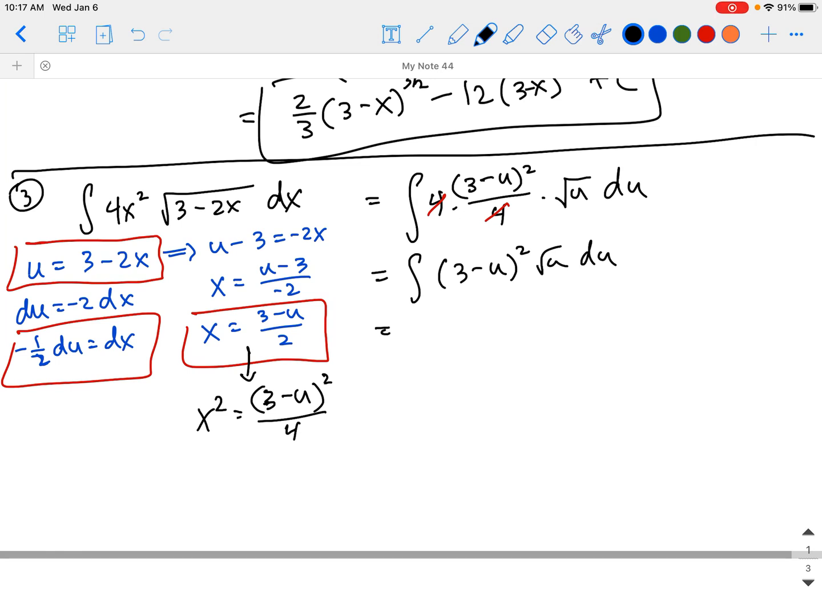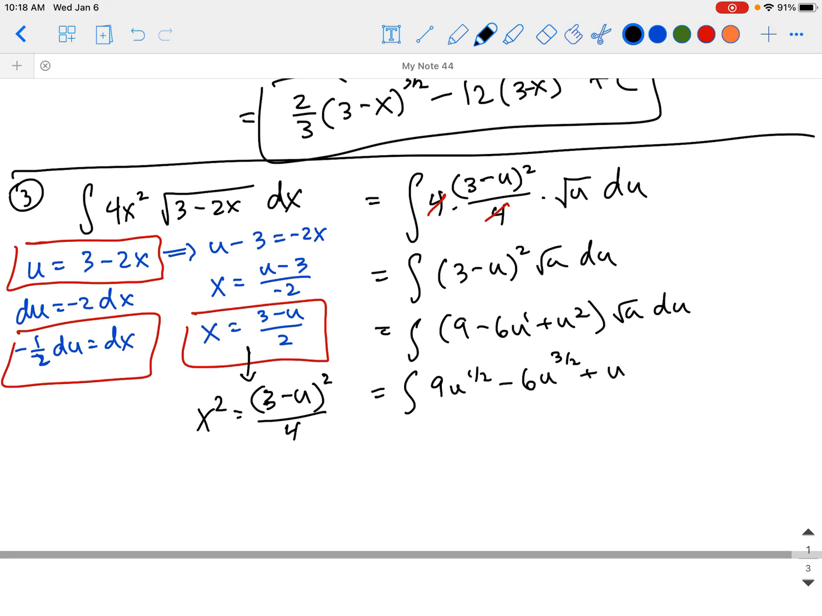And then at this point, 3 minus u squared is a pretty small calculation to make, so I'm going to just distribute that out. So we'll have 9 minus 6u plus u squared, all times rad u, and then I'll just distribute the square root of u into everything. So we're going to have the integral of 9, let's see. Let's use rational exponents. 9u to the 1/2 minus 6u to the first times u to the 1/2. So it's going to be 6u to the 3/2 plus, now u squared times rad u is going to be u to the 5/2 since we add exponents.